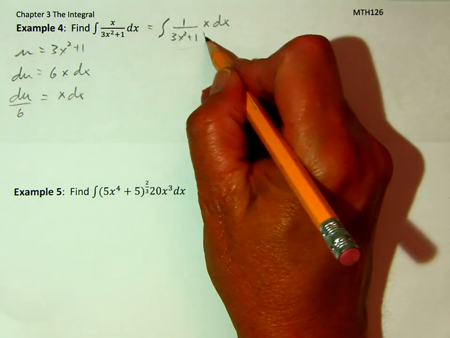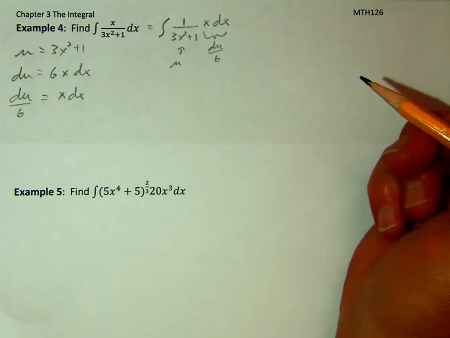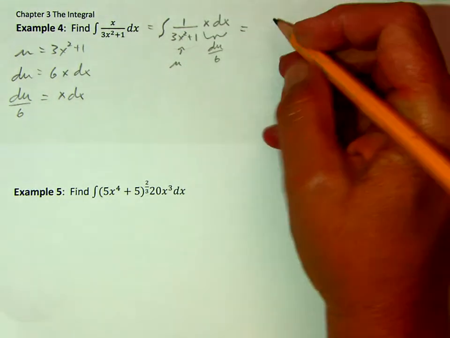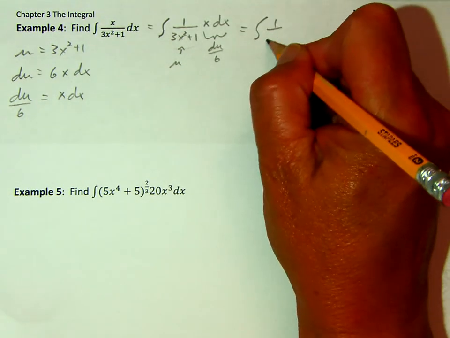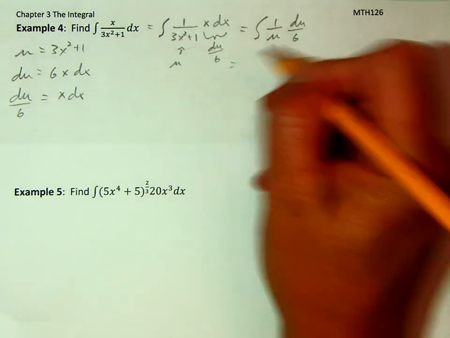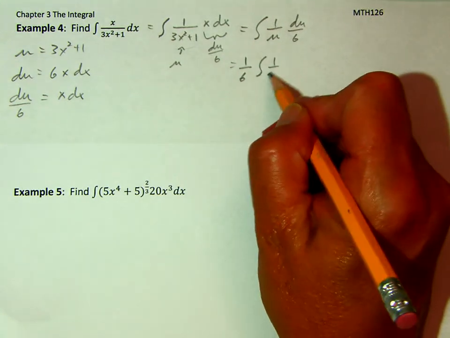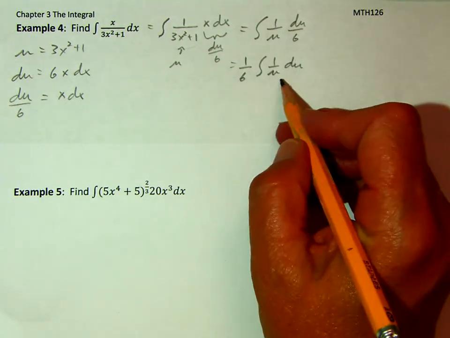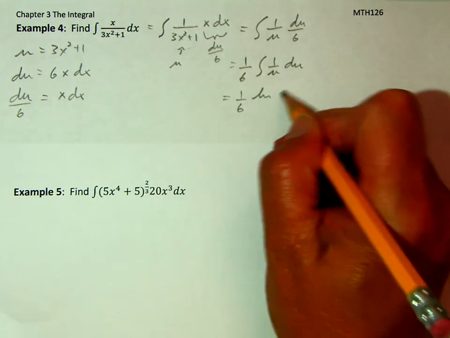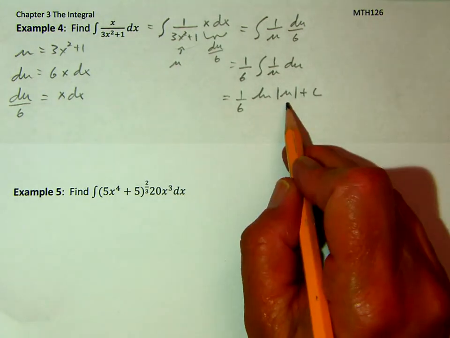And now here, I'm ready to sub in. So this is the same thing as the integral of 1 over u du over 6. I'm going to pull my constant out, so 1/6 the integral of 1 over u du. Now I'm ready to integrate, so that would be 1/6 times the natural log of the absolute value of u plus c.